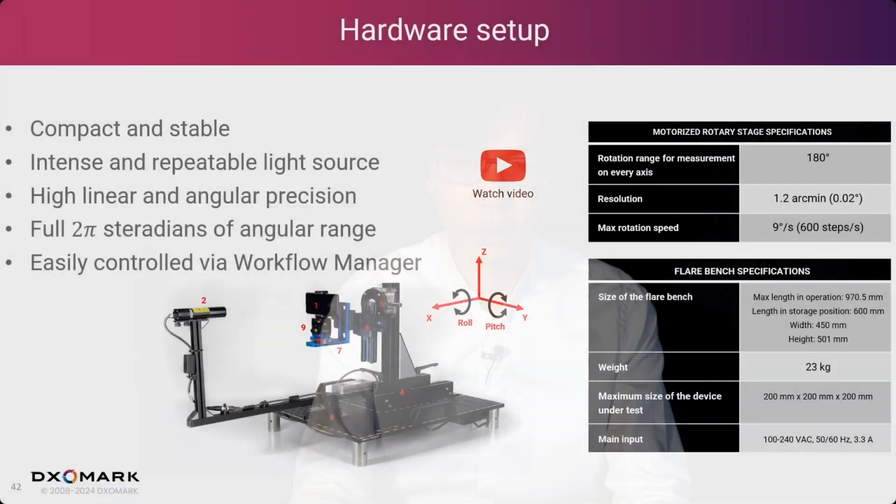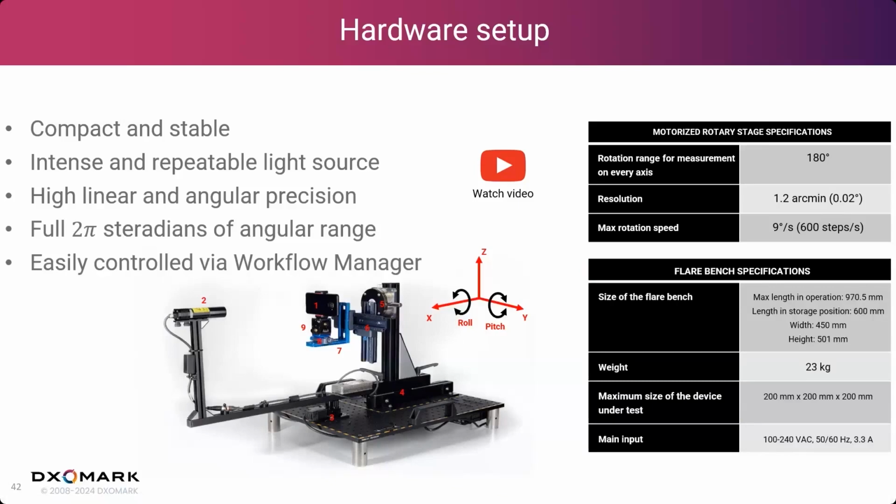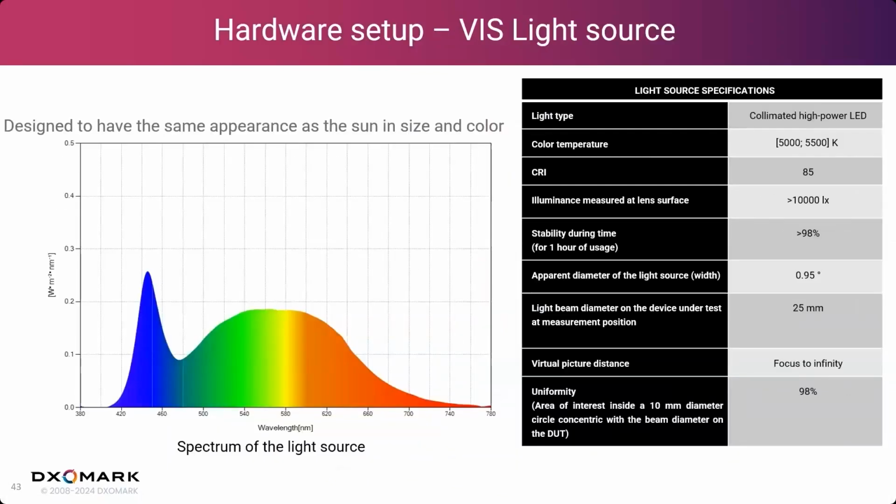So if you can go to the next slide. For the light sources, here is the visible light source with an apparent diameter of less than 1 degree. And what is also important is a very bright light source. So we have more than 10,000 lux measured at the lens surface, and the spectrum is in the visible. So for most visible systems, this is sufficient.